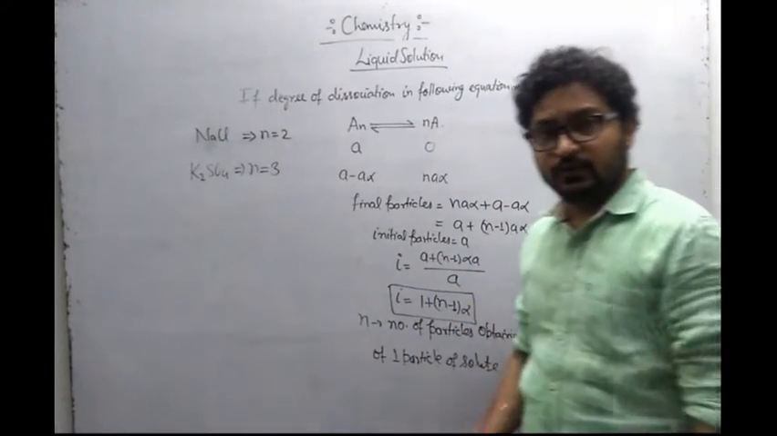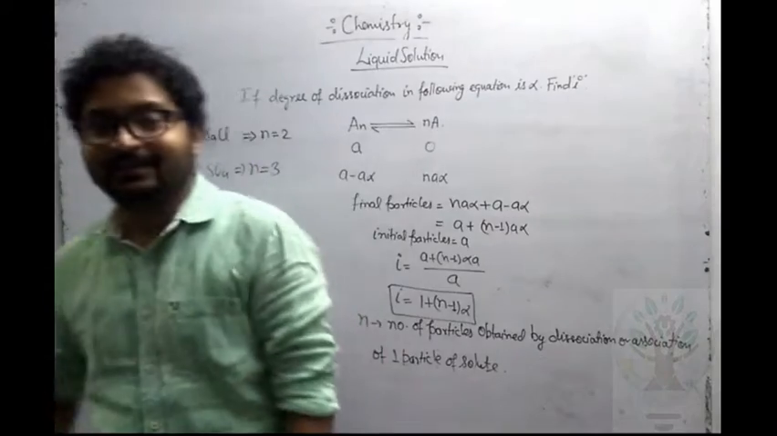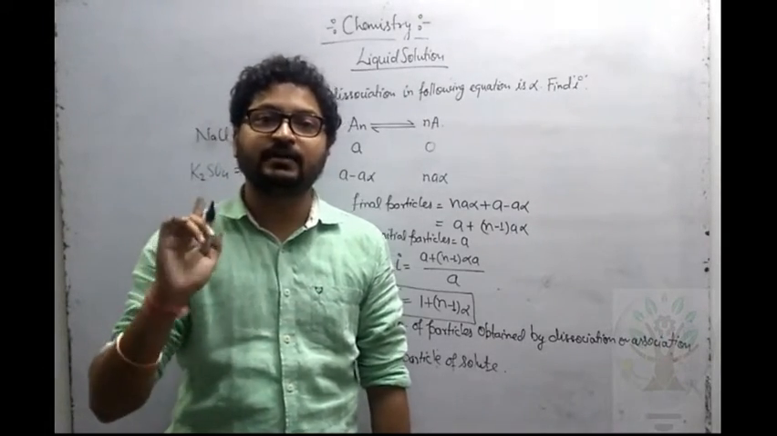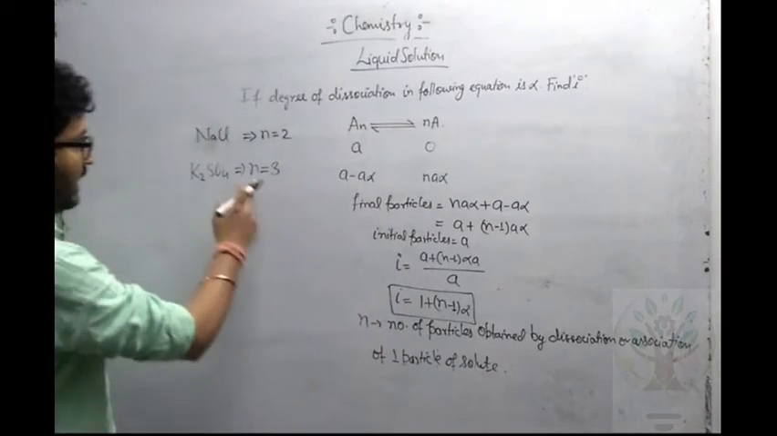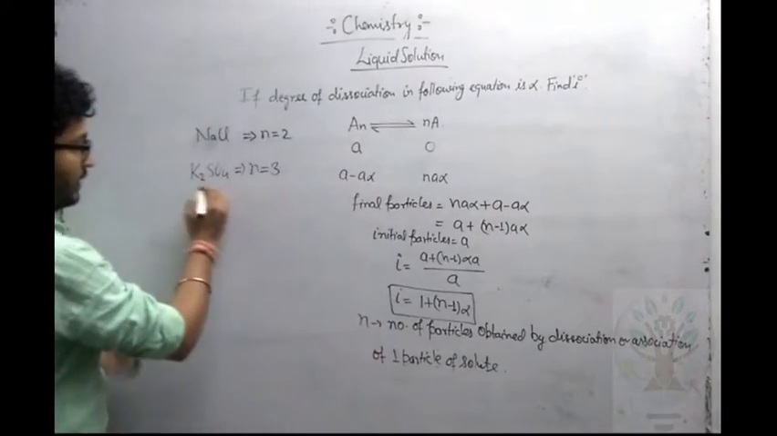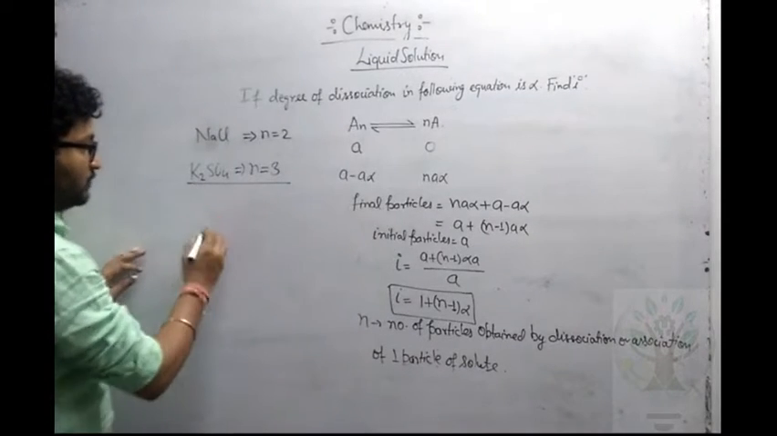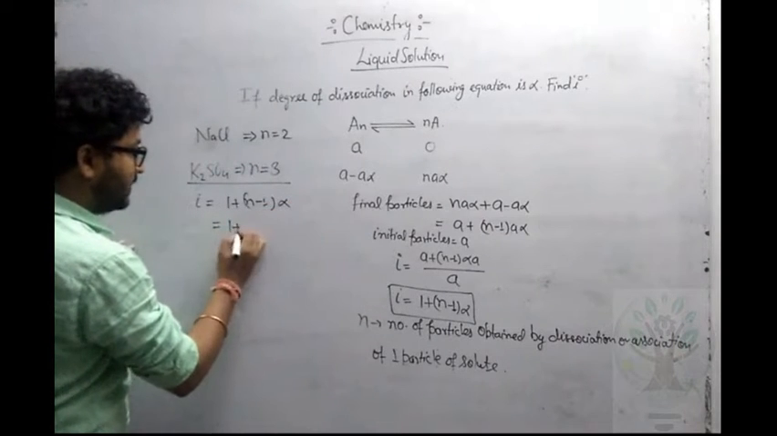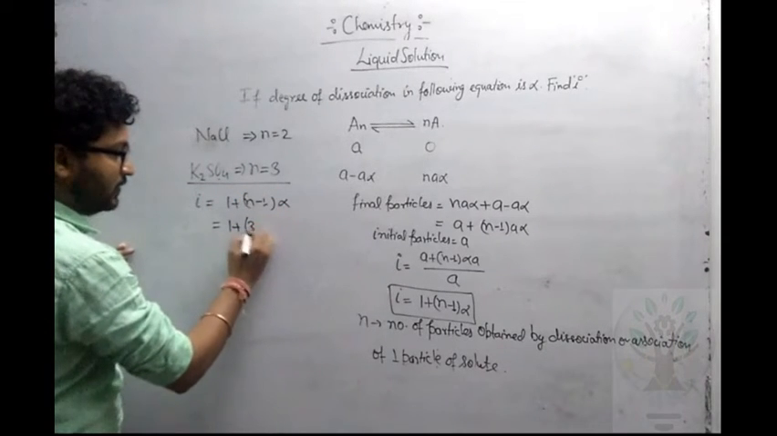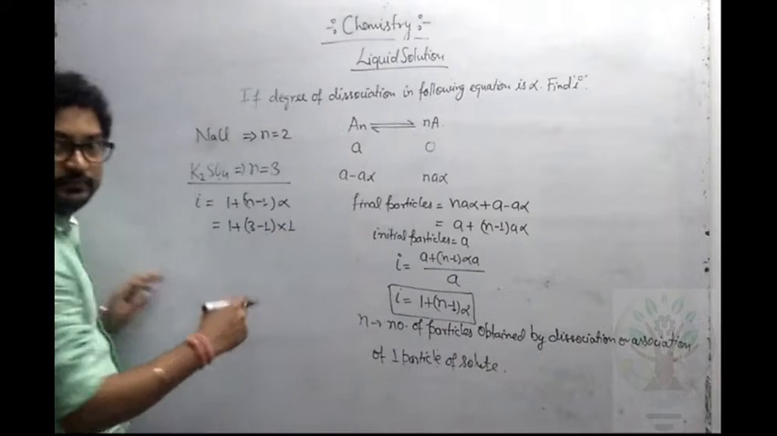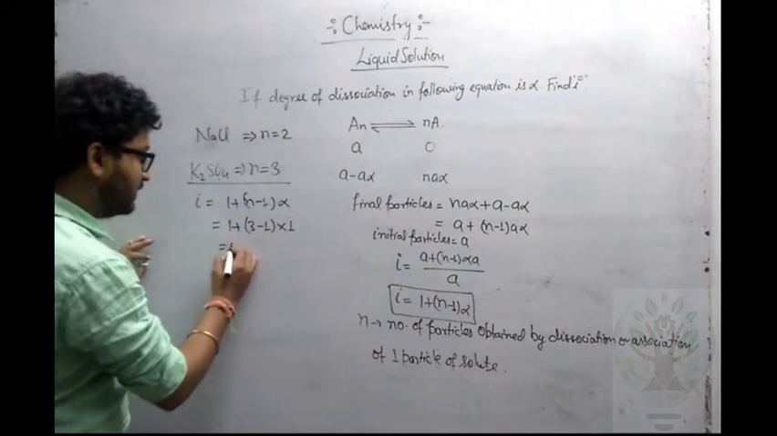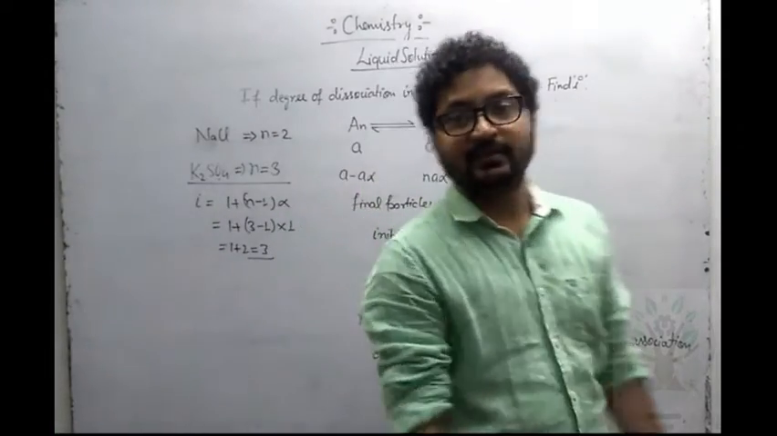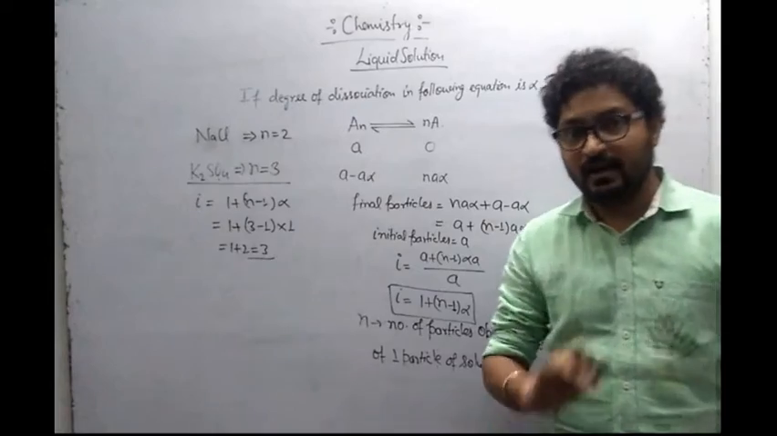Alpha is what? Degree of dissociation. So for strong electrolyte, degree of dissociation is what? 1. Always. Strong electrolyte have 100% dissociation. So let's calculate I for K2SO4 by this formula. I equals to 1 plus n minus 1 alpha. For K2SO4, what is n? 3. So 3 minus 1 into 1, isn't it? Alpha equals to 1. So it will come as 1 plus 2 means 3. That we have already done. So this is a general formula for calculation of I.